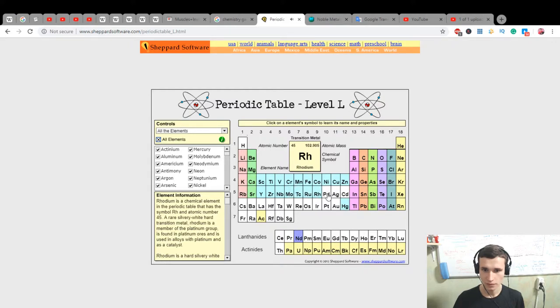Ruthenium. Rhodium. Palladium. Silver. Cadmium. Gold. Platinum. Iridium. Osmium. Rhenium. Tungsten. Tantalum. Hafnium. Lanthanum. Barium. Cesium. Francium. Radium. Rutherfordium, like Rumpelstiltskin. Dubnium. Seaborgium. Thorium, one more. Cerium.